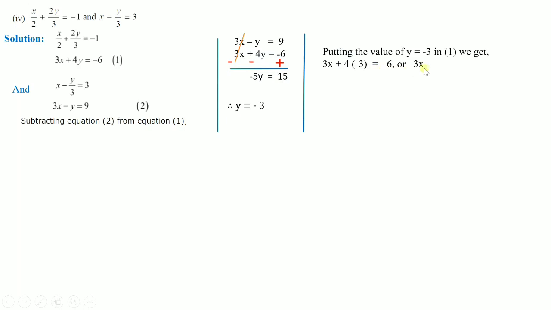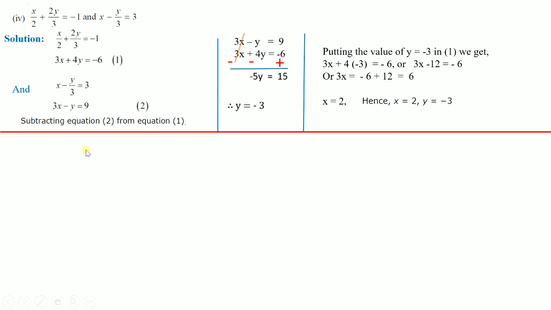Now 3x minus 4 threes are 12, equals minus 6. So 3x equals minus 6 plus 12, equals 12 minus 6, 6. So x is equal to 6 by 3, 2. x is equal to 2. Hence x is equal to 2 and y is equal to minus 3. So that is all about this question.